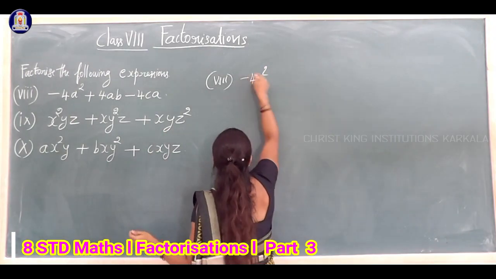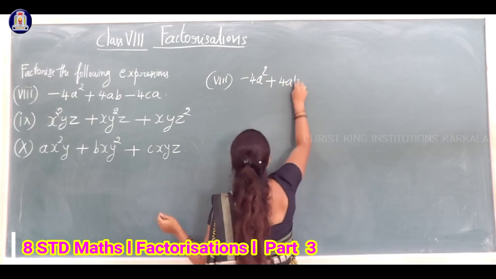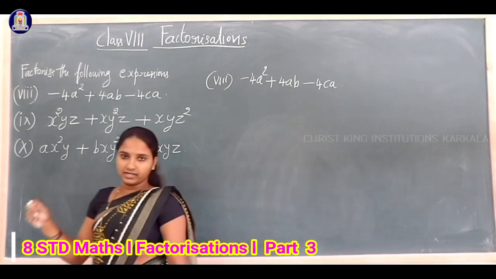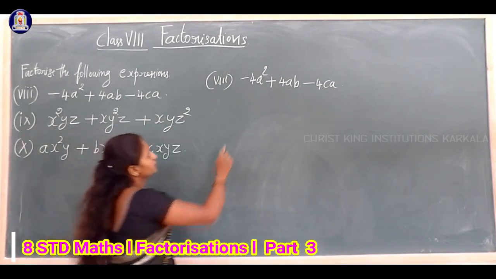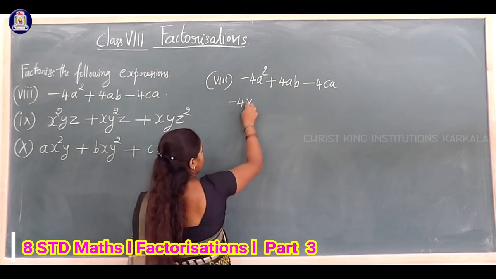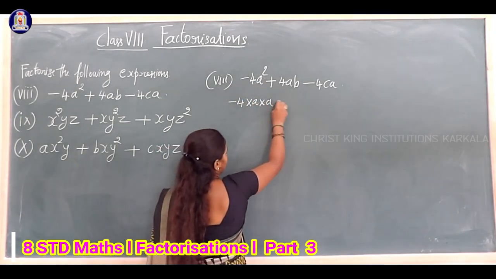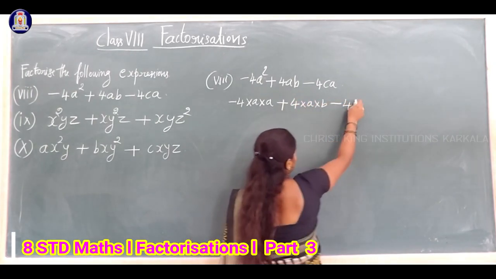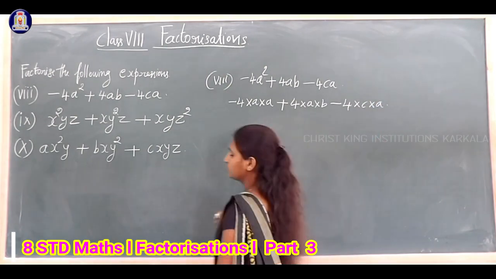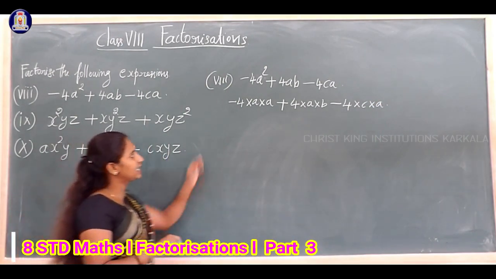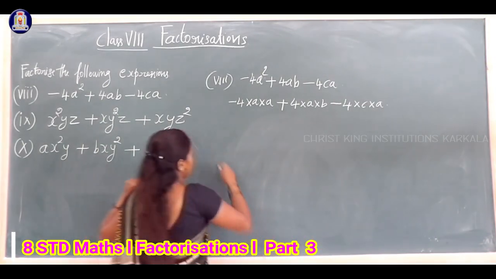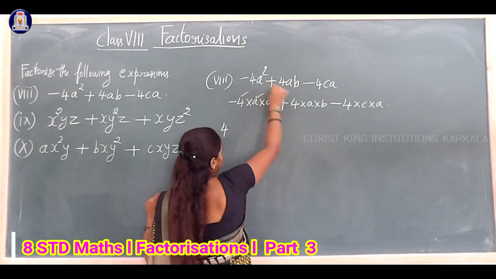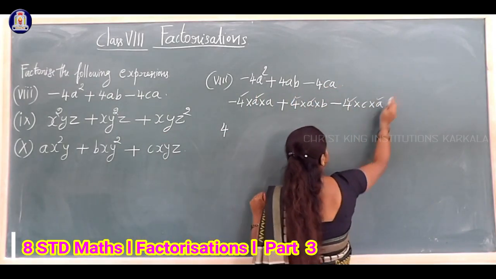In 4a square minus plus 4ab minus 4ca, in all these terms 4 is common, isn't it? Yes. So now how can we write it? Minus 4 into a square can be written as a into a, plus 4ab can be written as 4 into a into b, minus 4 into c into a. Clear? So now see, in these three terms the common same factor is 4. 4 is same, and another same variable is a.